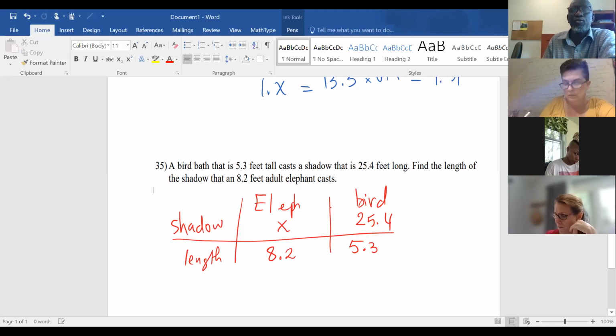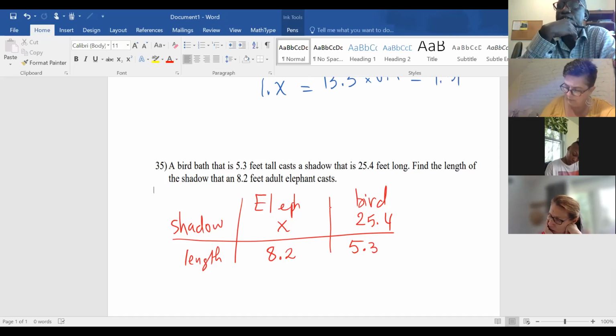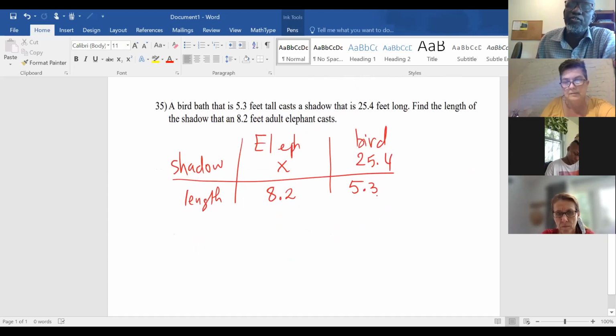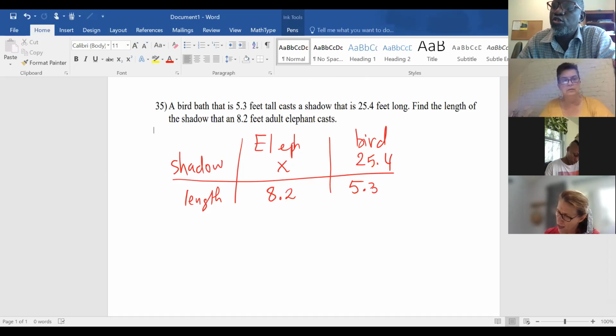It doesn't matter where you put the columns or the rows, what your first column or second column is, or your first row or second row. Once you have that, you can write a lot of proportions, but all of them amount to the same cross multiplication. I would even advise you to go straight to the cross multiplication. You just told me the proportion you got: 25.4 over what?